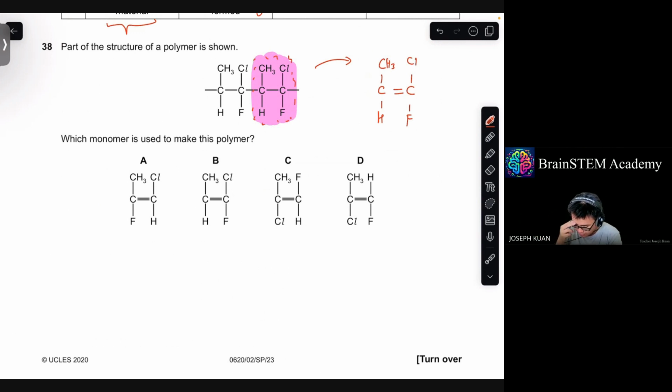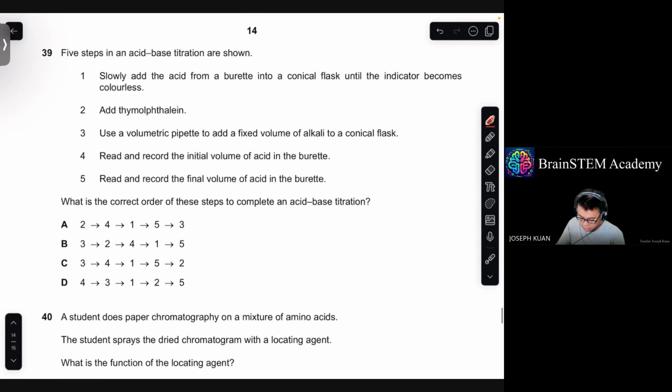So the best answer is B. Right, should be B. Yeah, it is B. Okay, that's for question 38. Move on to question 39. 5 steps in an acid-base titration is shown. What is the correct order of these steps to complete an acid-base titration?